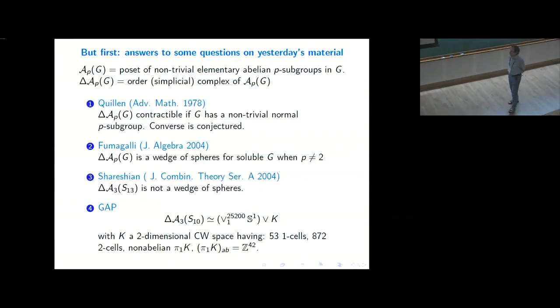And just before going to bed last night, I wondered whether you could get a smaller example. I haven't found a smaller example, but if you run these discrete vector field techniques on the symmetric group on 10 points, you find that the Quillen complex is homotopy equivalent to a wedge of circles and a two-dimensional complex. The two-dimensional complex has 53 one-cells and 872 two-cells. It has a non-abelian fundamental group, and its abelianization is free abelian of rank 42. So I may ask somebody for help. I suspect that group is actually not free, so I wonder whether that's an even smaller example. But that's not what I want to talk about today.